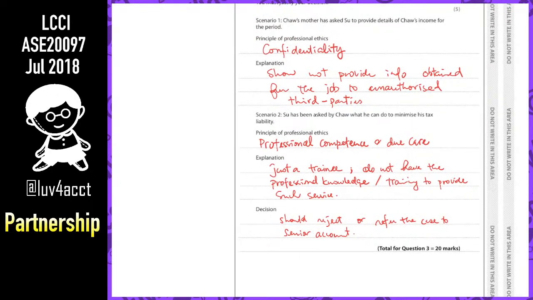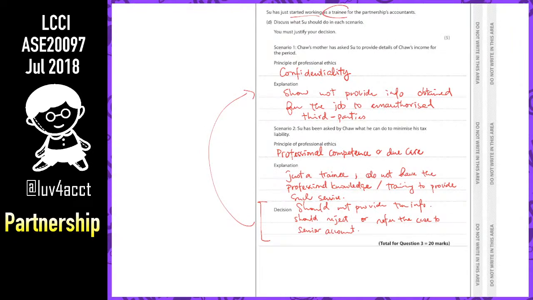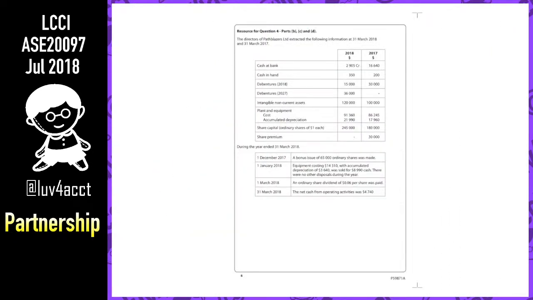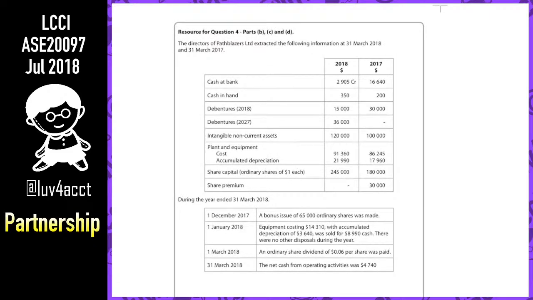For this decision, I wonder if we have to write about the first scenario or not. If that is the case, should not provide the information. So 20 marks for this question. So we still have 2 more questions. Let us take a look.